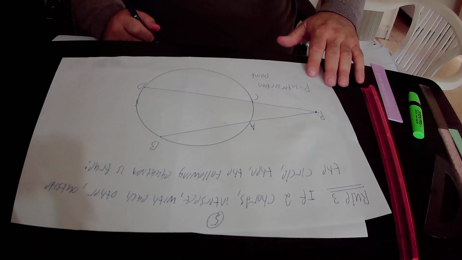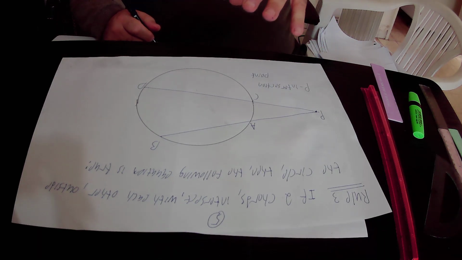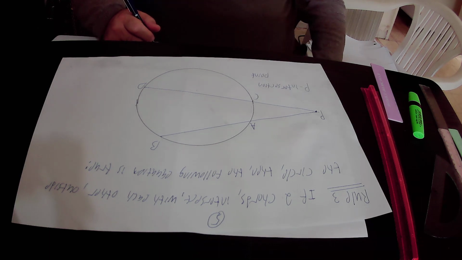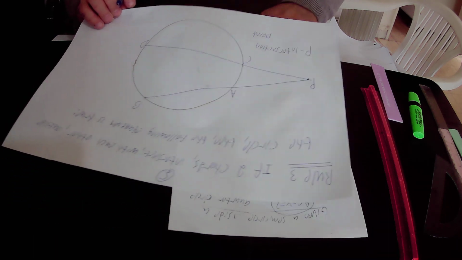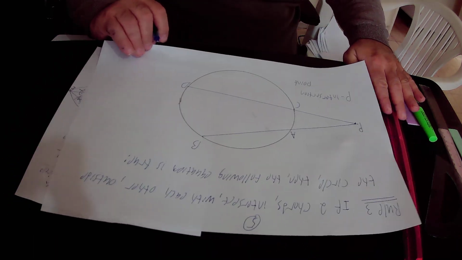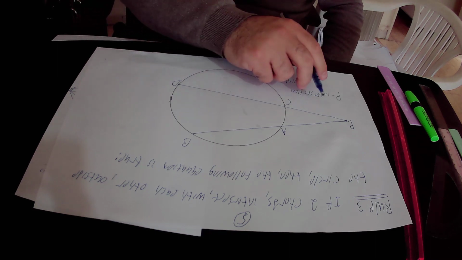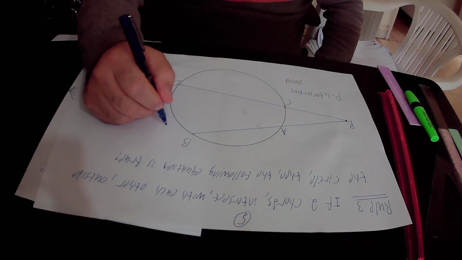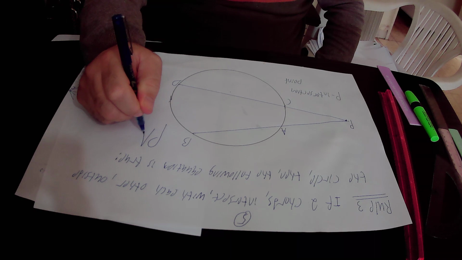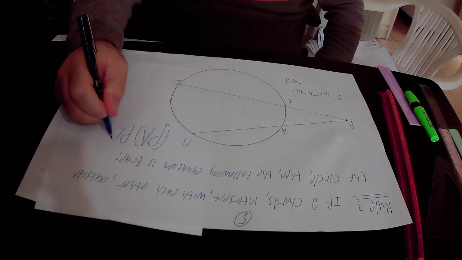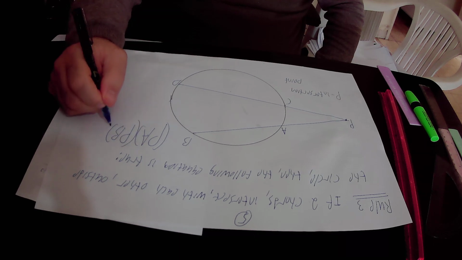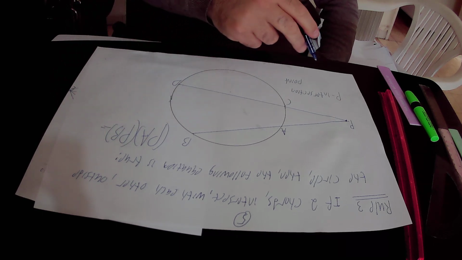Okay, so if this is the data that has been given to us, then the following equation is true, that PA times PB is equal to PC times PD.